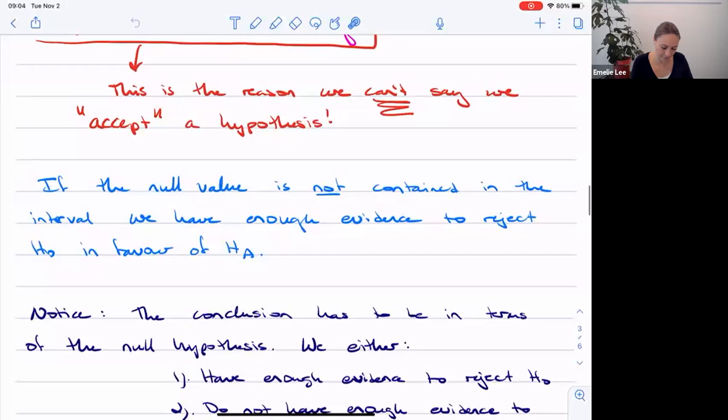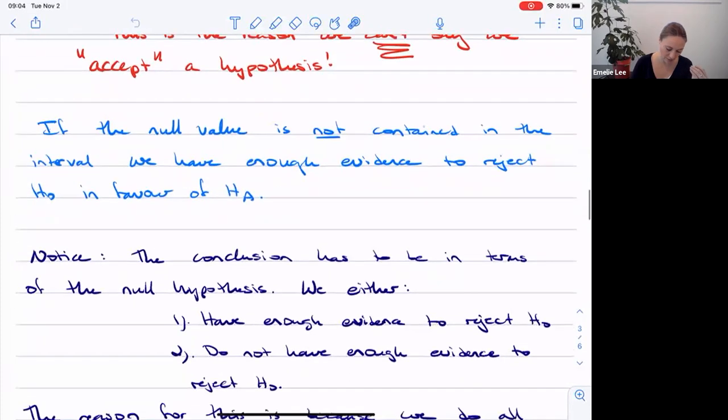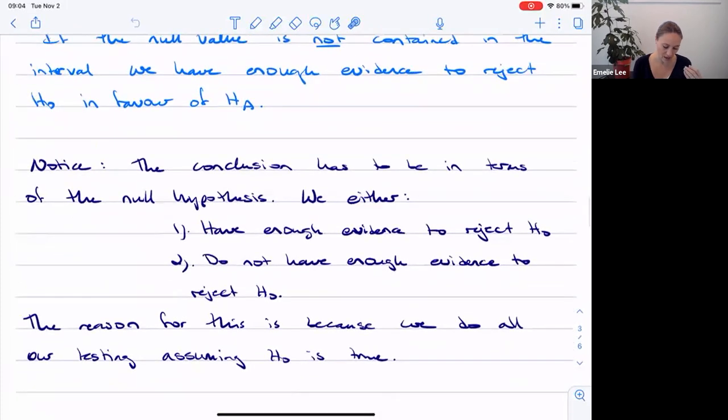So if the null value, it's catching up here. Wow, it's slow today. So annoying. If the null value is not in the interval, right, then we have enough evidence to reject H naught in favor of HA. Okay? So our conclusion is going to be broken down into 3 parts.